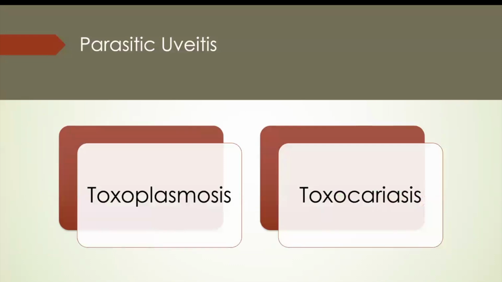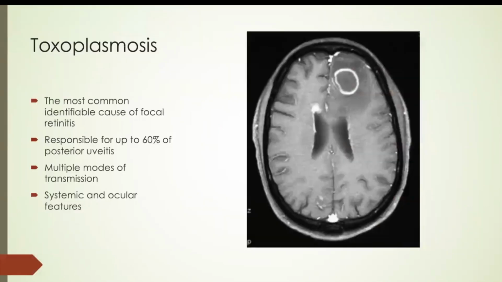So lastly, talking about parasitic uveitis, these are probably your most important causes, because toxoplasmosis is the most common identifiable cause of a focal retinitis. It's a really important thing to understand, to be aware of, and to appreciate when and how you treat. When you have a posterior uveitis, when you see a vitritis in somebody's eye, when you see a chorioretinitis, up to 60% of those cases can be caused by toxoplasmosis. So it's really important you know how this works.